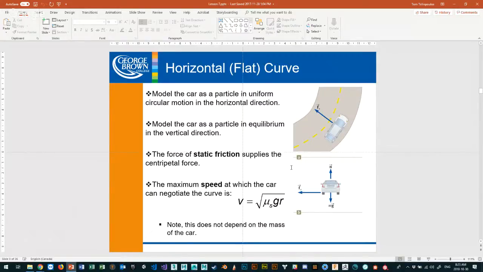All right, here's the next scenario. I have this horizontal flat curve, and my car, the model car, we can think about it as a particle that's traveling in a uniform circular motion around this bend, if you will, or a bank. And we can see the model car as a particle in equilibrium in the vertical direction. So that means that it's not going to fly up into the air or sink into the ground, right? The car is stable on the road.